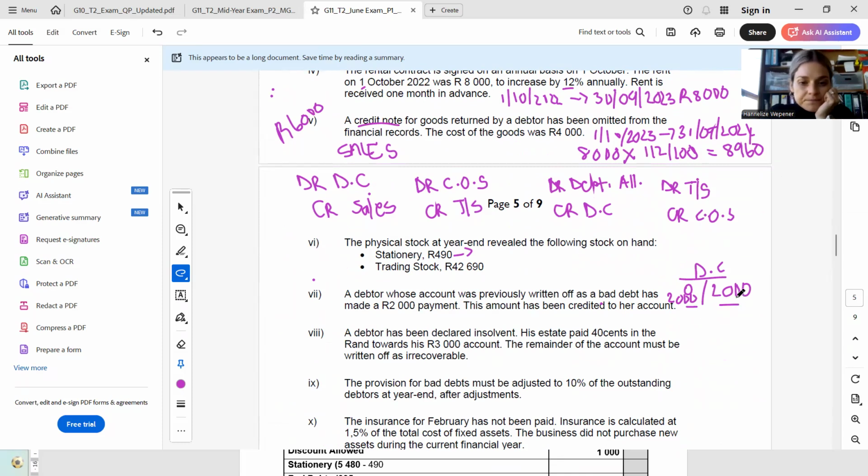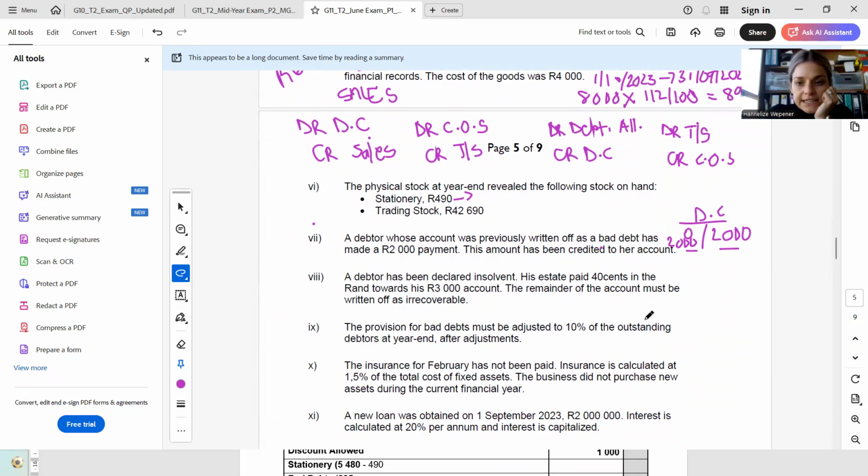Okay, then a debtor has been declared insolvent. His estate paid 40 cents in the Rand towards his 3,000 Rand account. So his estate already paid it. They've recorded that. We must now just write off the remaining balance as irrecoverable. So we have a bad debt. Okay, so his account was 3,000 Rand. We recovered 40 cents per 1 Rand that he owed us.